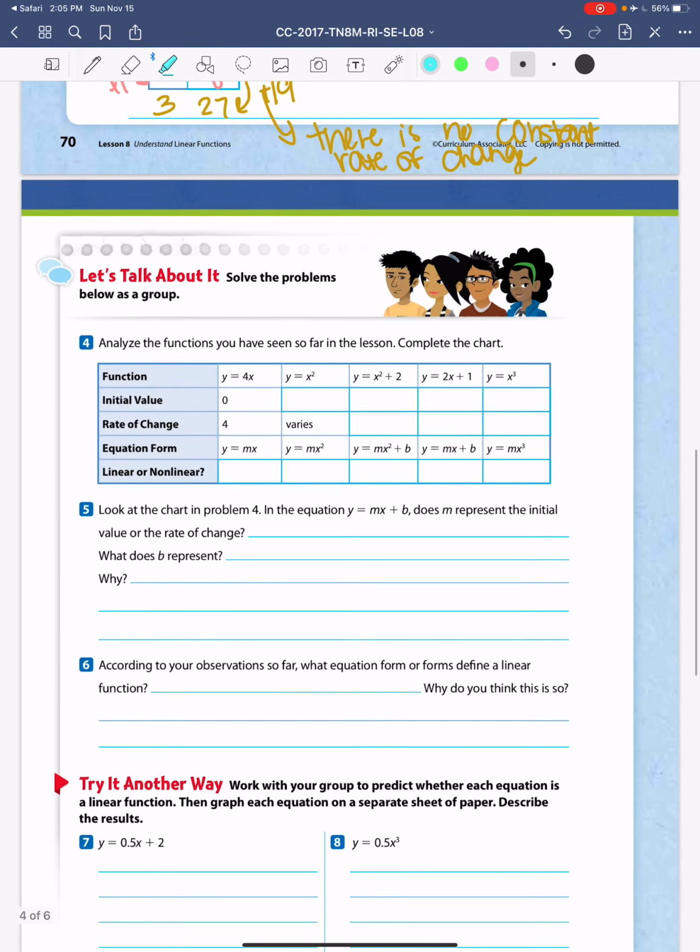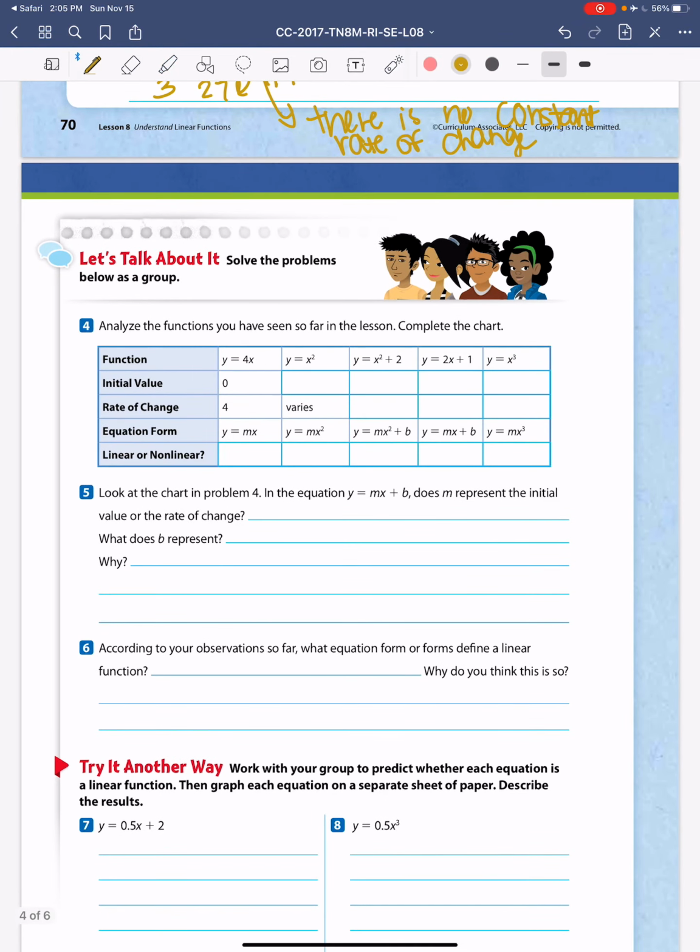All right, so let's summarize all this stuff. Analyze the functions you've seen so far in the lesson and complete the chart. So we have our function y equals 4x. We had an initial value of 0, and we talked about that one on day 1. We had a rate of change of 4, which is our coefficient, of course. And then we have the equation form y equals mx. Is that linear or nonlinear? I'll just put L for linear.